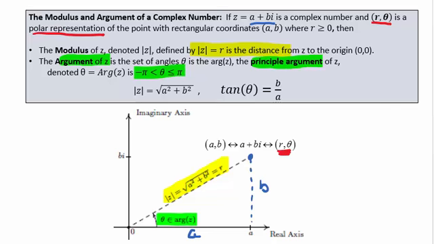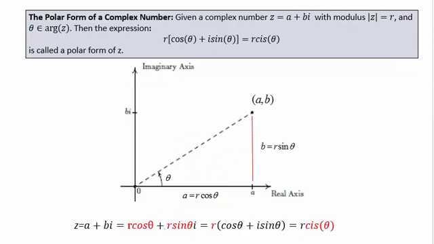Now we're in the position to define the polar form of a complex number. Given a complex number a plus bi that can be plotted in the complex plane at the point (a, b), with modulus r, that distance away from the origin, and argument theta, that rotation, then the polar form of the complex number is r times cosine theta plus i sine theta.